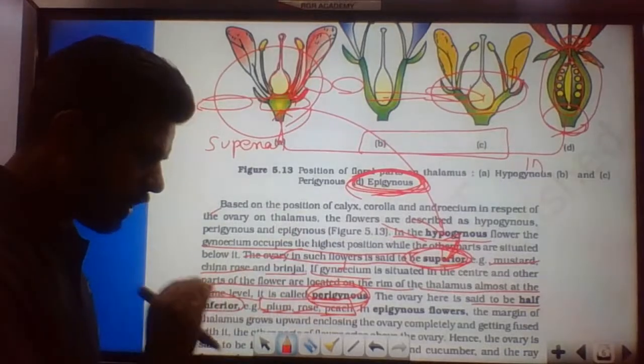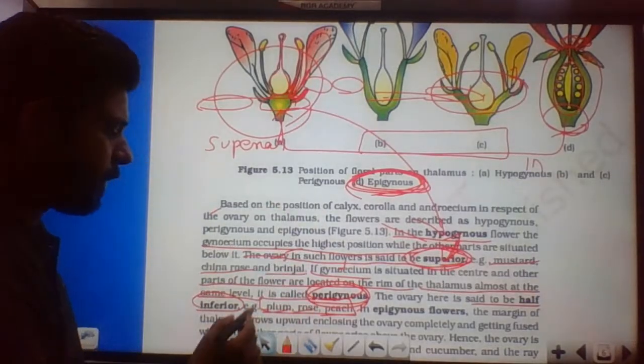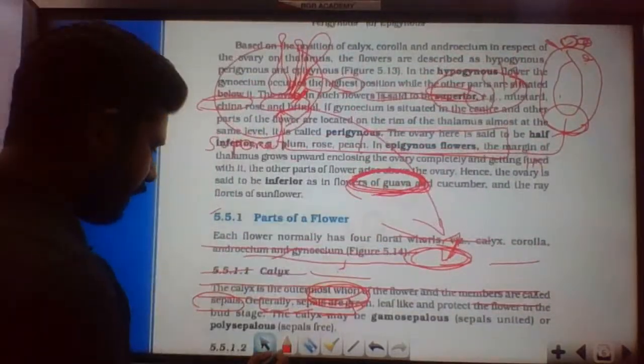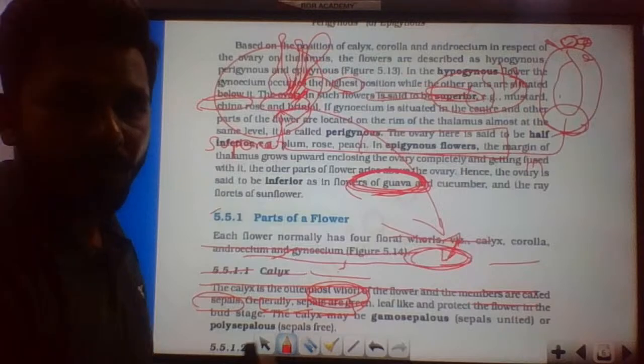So let me discuss what the examples are. And then the plants, let's see which type of ovary they have.